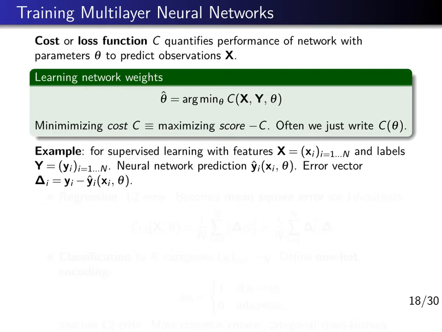Okay, so let us look at an example. So suppose we have input features x and we have labels y and neural network prediction y hat. And then for every sample i, we compute the error vector, which is the difference between the predictions and the labels.